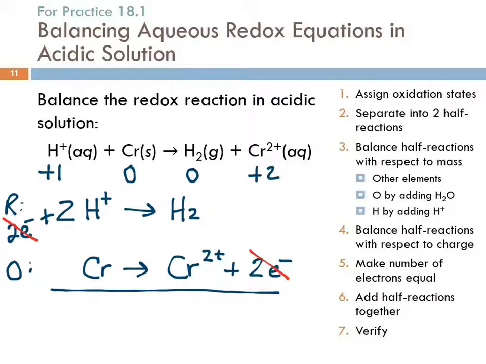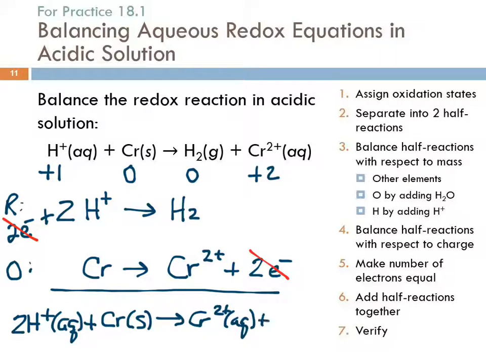I don't remember what color I was using. So now I'm just going to add these together. So I've got 2H plus, that was aqueous, and I've got 1 chromium, a solid, and that's forming chromium ion, it's aqueous, and hydrogen, it's a gas. Whether you put the hydrogen ion first or the chromium first, it doesn't matter as long as they're on the correct side of the arrow. Any questions?